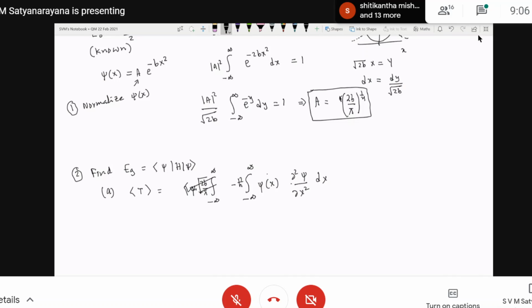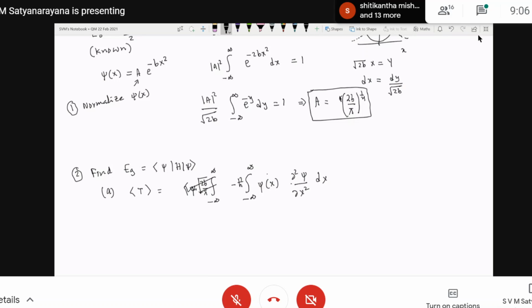So I will have integral minus infinity to infinity, psi prime of x, and if this is star, then psi prime of x, dx. So in general, you can say that the average kinetic energy is always the modulus square of the derivative of the wave function.